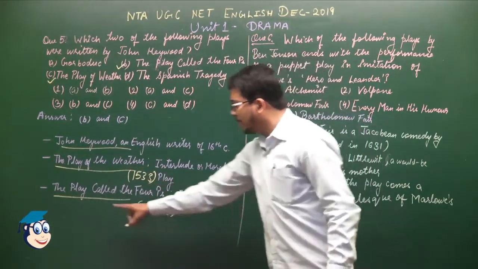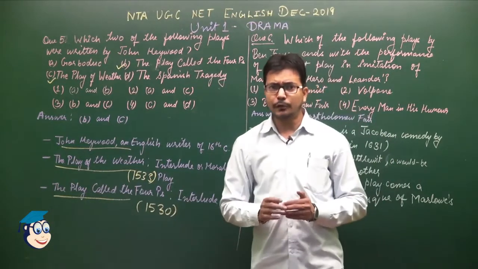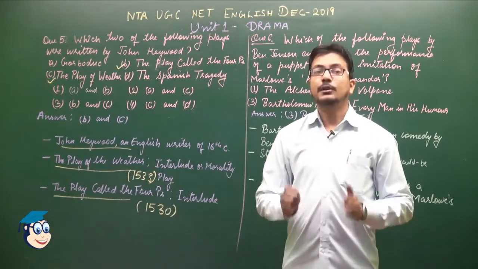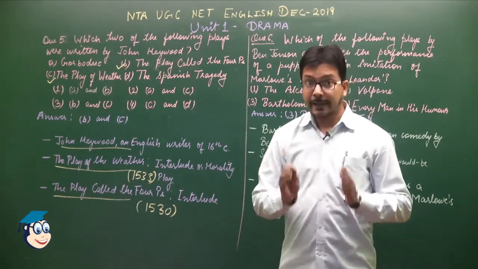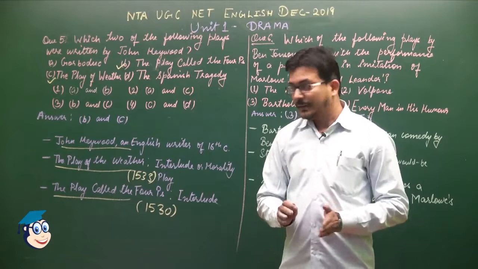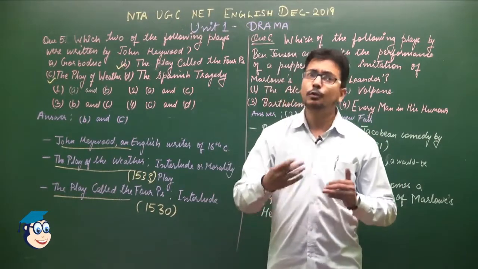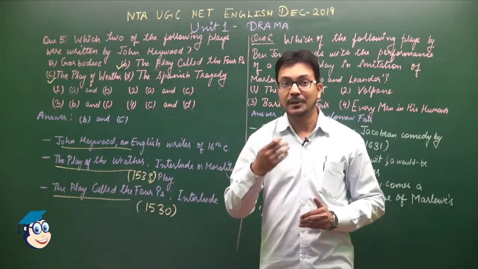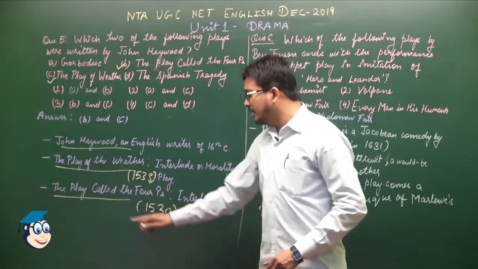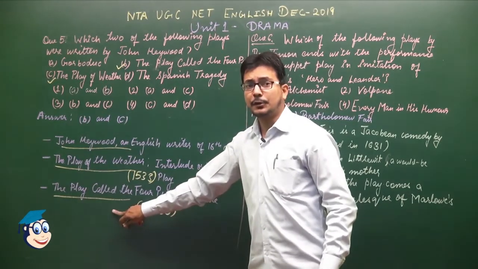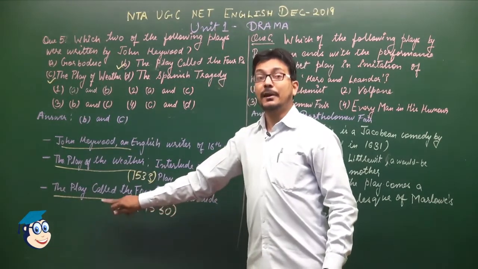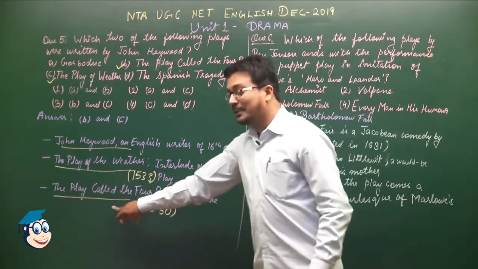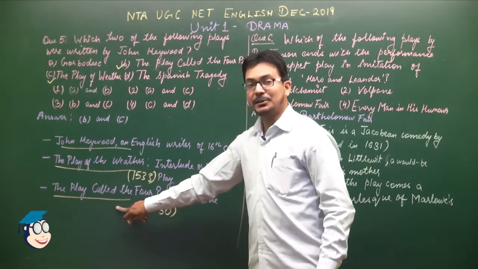If we talk about the play called The Four Ps, it was a debate between four characters: the farmer, the pardoner, the apothecary and the peddler. They were arguing about who is the most important person among them, and the peddler came up with a new suggestion: whoever tells a tale related to the best lie, the best liar, would be known as the most important person. So they began to tell their lies and thus the debate continued.